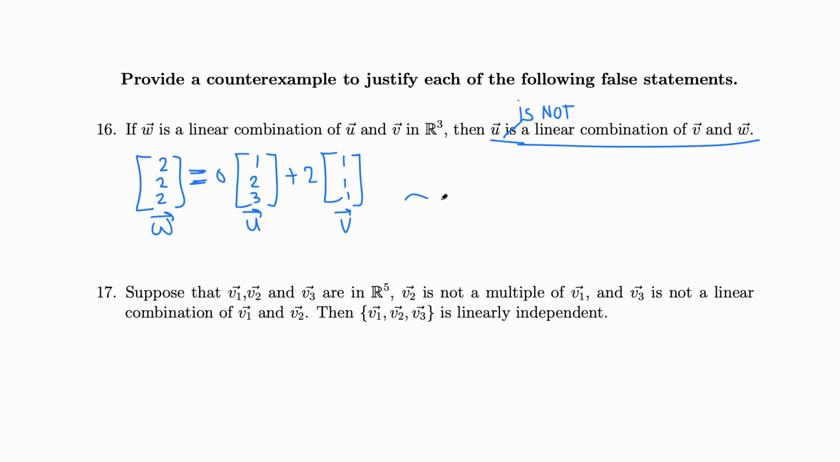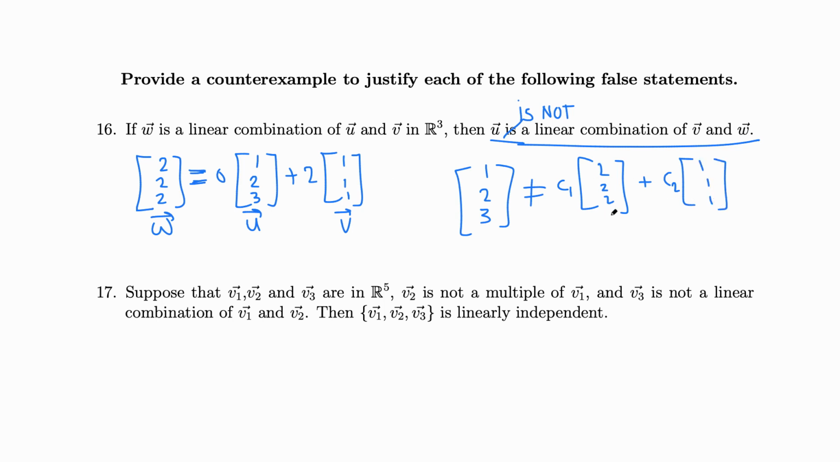But this U, (1, 2, 3), is not equal to any constant times (2, 2, 2). We multiply by a constant, and another constant times (1, 1, 1). No matter how hard we try, these two vectors are not going to give us (1, 2, 3), because (2, 2, 2) and (1, 1, 1) lie on the same line, and so this is not the case.